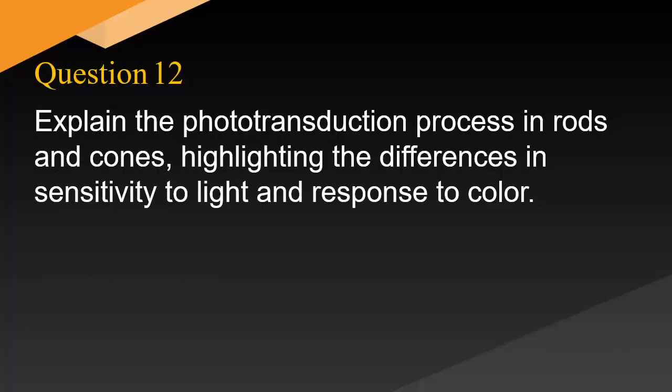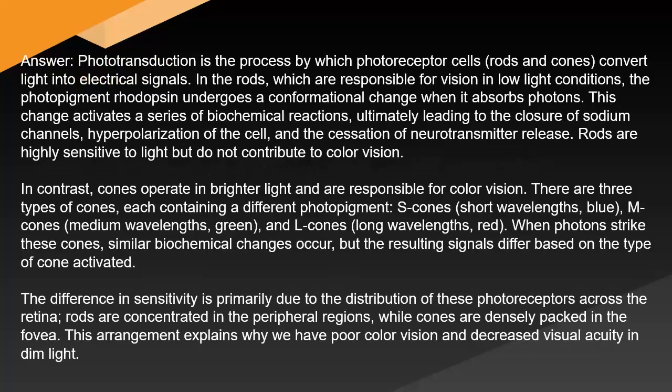Explain the phototransduction process in rods and cones, highlighting the differences in sensitivity to light and response to color. Answer: phototransduction is the process by which photoreceptor cells, rods and cones, convert light into electrical signals. In the rods, which are responsible for vision in low light conditions, the photopigment rhodopsin undergoes a conformational change when it absorbs photons. This change activates a series of biochemical reactions, ultimately leading to the closure of sodium channels, hyperpolarization of the cell, and the cessation of neurotransmitter release.